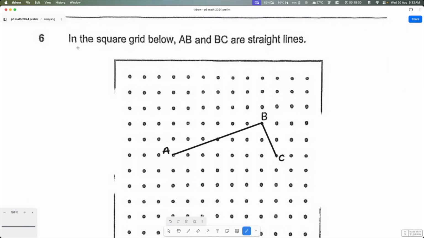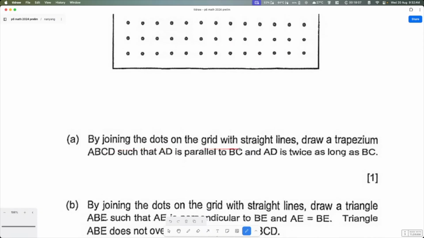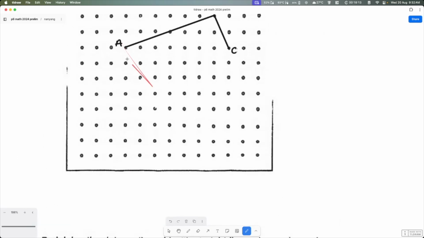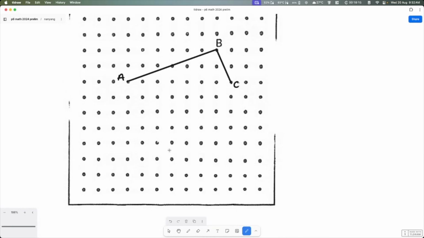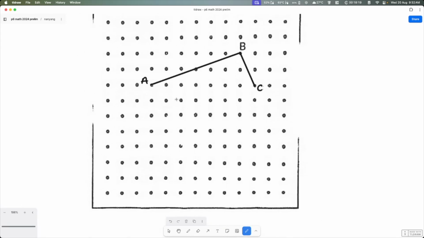All right, so question 6. In the square grid below, A, B, and BC are straight lines. So I see over here. Part A says by joining the dots on the grid with the straight lines, draw a trapezium ABCD such that AD, which is this point, is parallel to BC, which is this one, and AD is twice as long as BC.